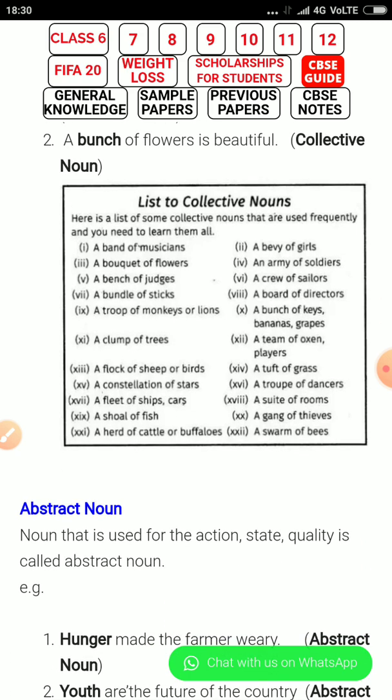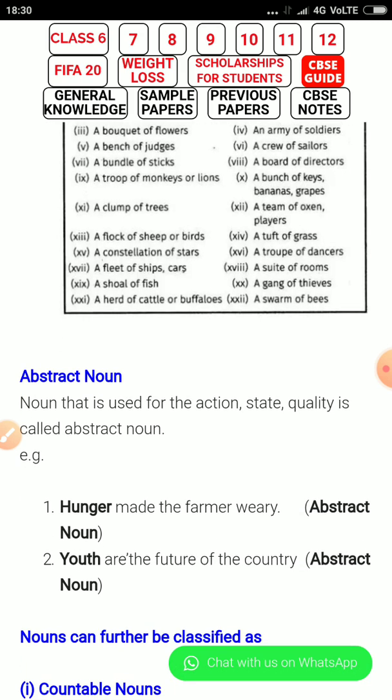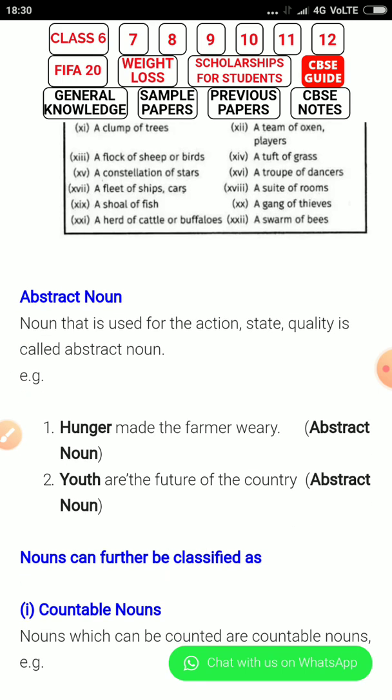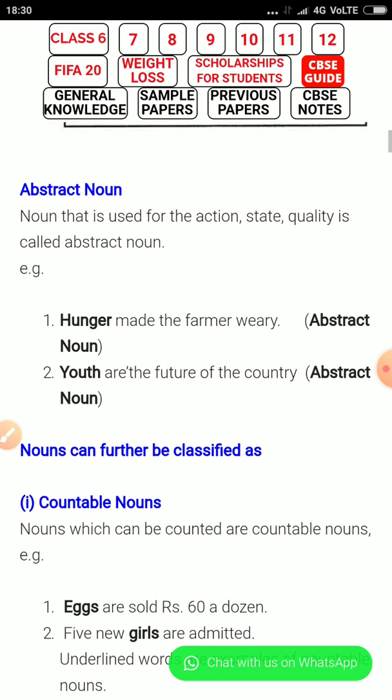Now we come to the abstract noun definition. A noun that is used for action, state, or quality is called an abstract noun. See, hunger made the farmer weary. What do you mean by hunger here? Hunger is an abstract noun. Youth are the future of the country. Youth is an abstract noun.